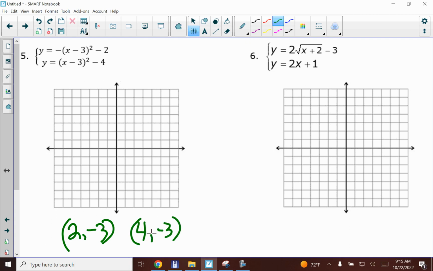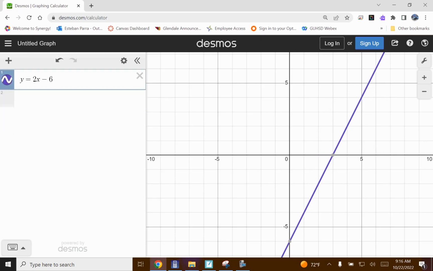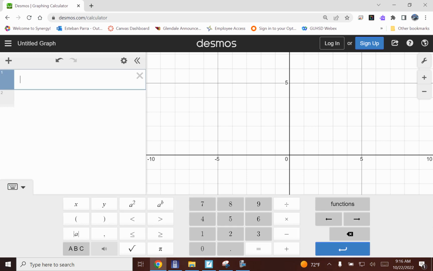So again, you can graph these yourself. I'm not going to waste time showing you how to graph because we've done that in a previous chapter. The next one, I'll go ahead and just do it on Desmos again. The next one has some square roots in it. So if I go to Desmos, I'm going to type in y equals 2 square root x plus 2. And then I'm going to get out of the square root and hit a minus 3 on the outside.